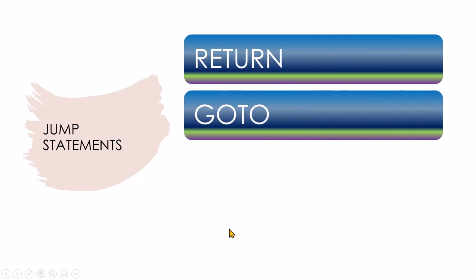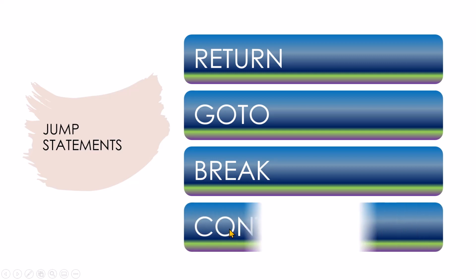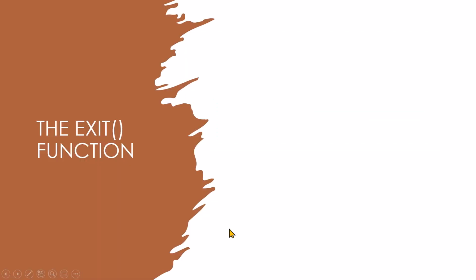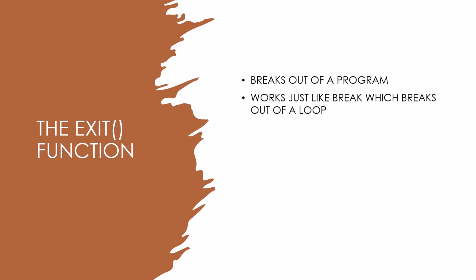Jump statements. We have return, go to. I said we would do that in other sessions. Break and continue. Now we've looked at break. We need to look at continue. Coming to the exit function, it breaks out of a program. It works just like the break jump statement, which breaks out of a loop.